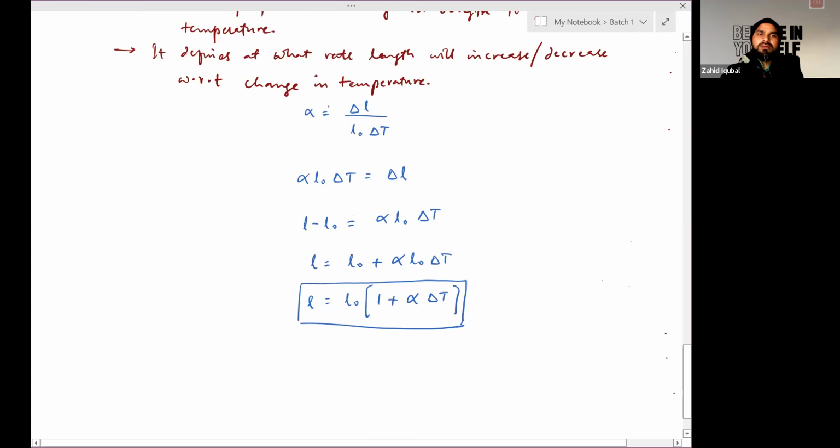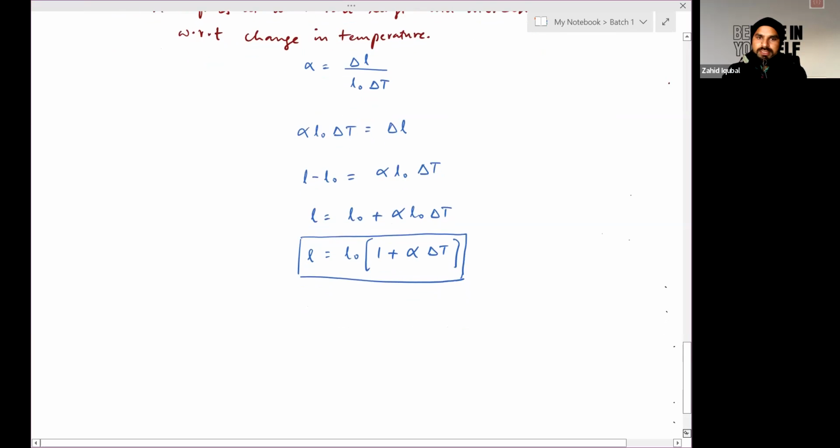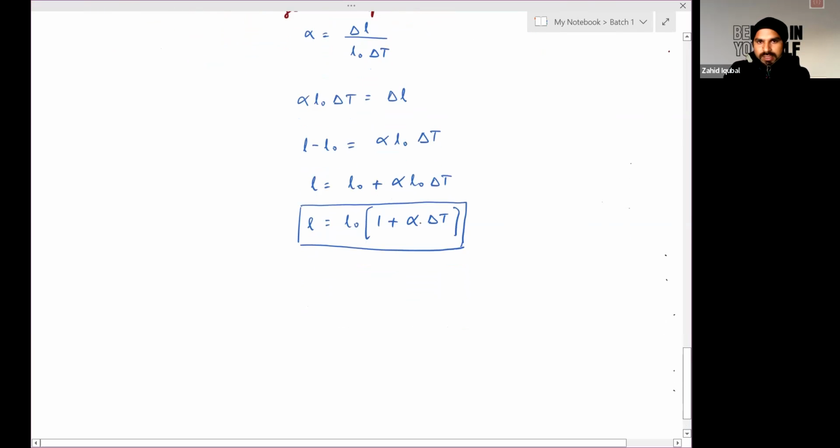We have started this linear expansion due to change in temperature, and I had derived this part. Final length at any temperature T, or any change in temperature delta T, for which alpha is the temperature coefficient of linear expansion and L naught is the initial length of that particular object.